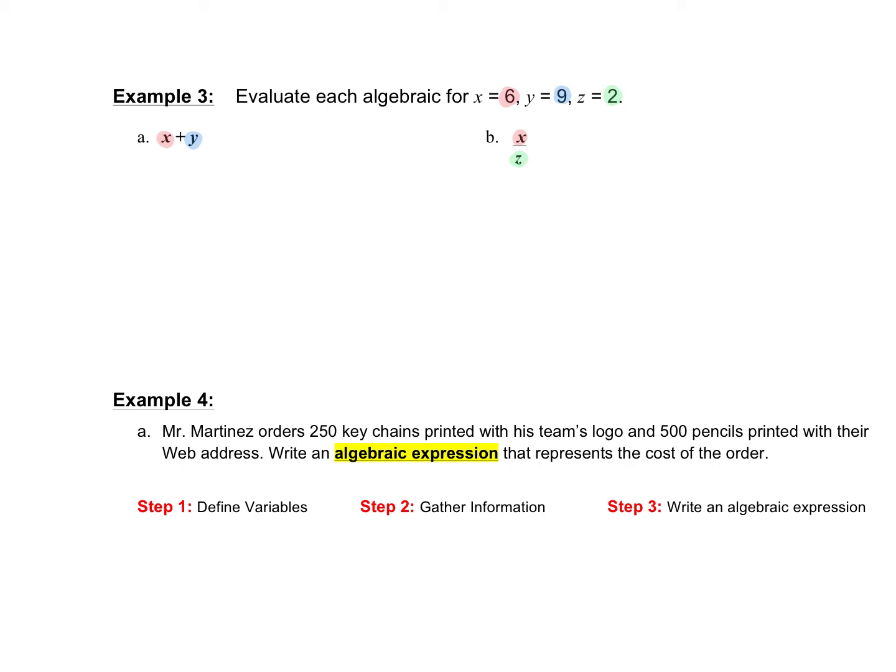So I'm going to replace x with 6 plus y, which is 9. And notice this does not start with an equal sign, and I'm not going to end with an equal sign because this is just an expression. 6 plus 9 is 15. Okay, and next we have x over z. X is 6, z is 2. 6 over 2, or 6 divided by 2, is just 3.